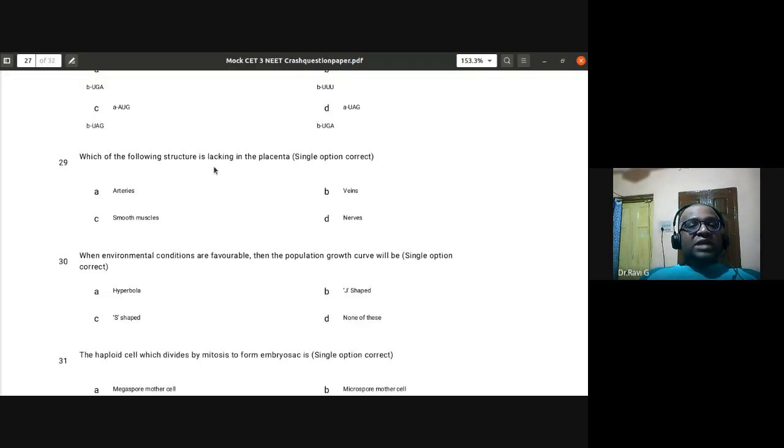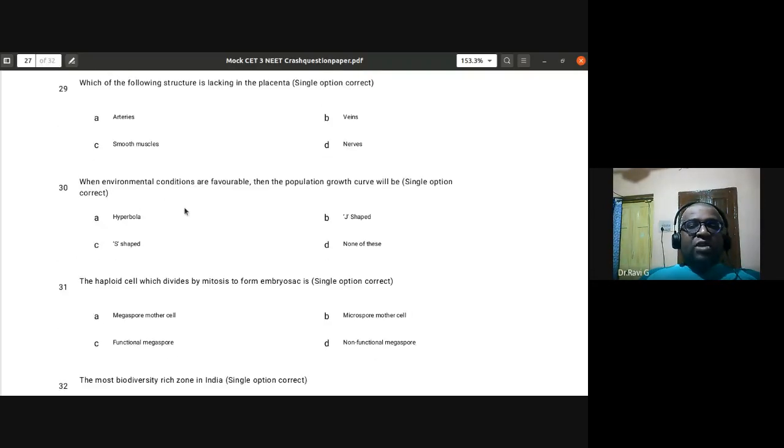Which of the following structures is lacking in the placenta? Is it arteries, veins, smooth muscles, or nerves? Which of these is absent in the placenta? The answer to the 29th one is D. Nerves are not found in the placenta. They are lacking in the placenta. So 29th is D.